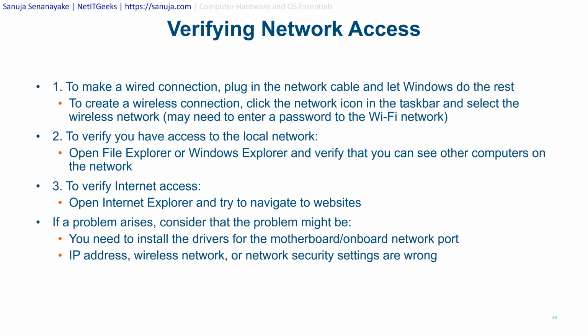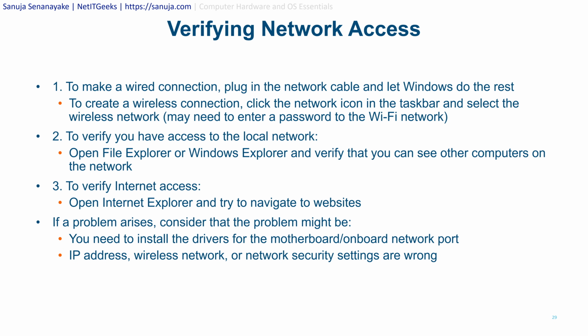To create a wireless connection, click the network icon in the taskbar and select the wireless network. You may need to enter a password to join the Wi-Fi network, and typically in 99% of cases, Wi-Fi networks do not use static IP addresses, so there has to be a DHCP pool that will assign the IP addresses for the Windows device you just installed.